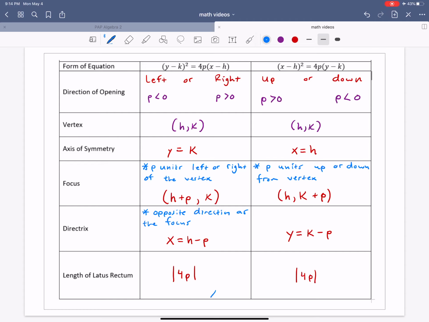Now, make yourself a note down here at the latus rectum that absolute value is always positive, okay? So you should never have a length that is negative. So just remember that. It's always positive, okay?